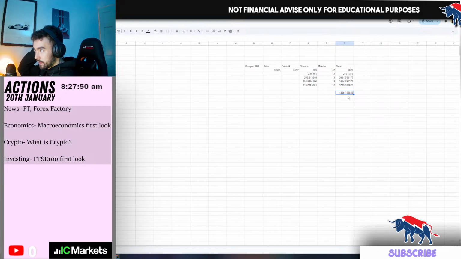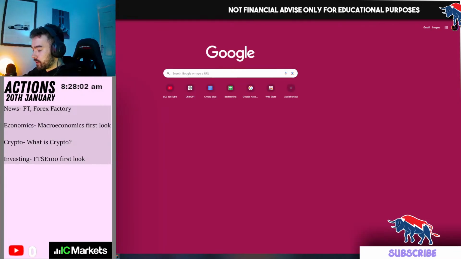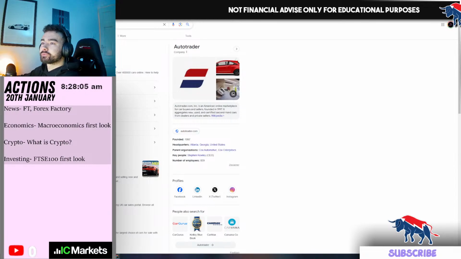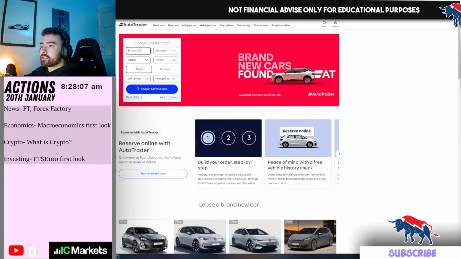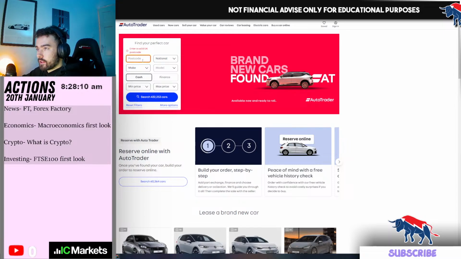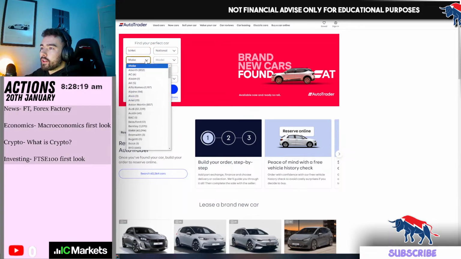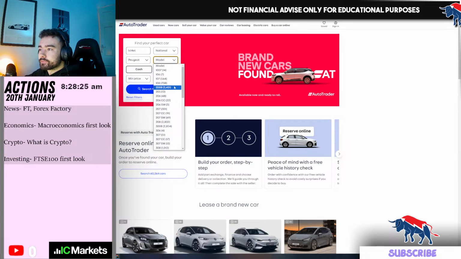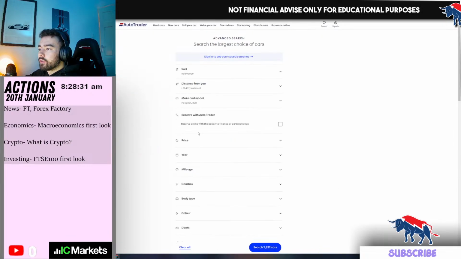Okay, 13,000, but then you've also got the deposit on. So let's just say in total it costs you 13 grand to have this car for 4 years. 13 grand to have a Peugeot. Holy fuck. Okay, now let's just go on Auto Trader. Now let's go for a Peugeot. $208. More options. Yeah.